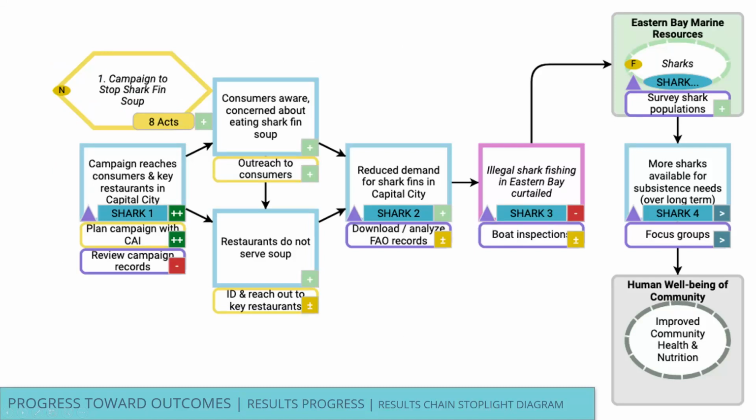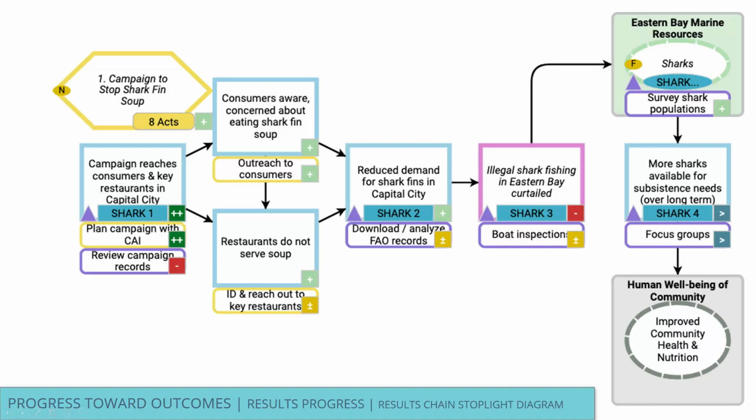Again, the stoplight diagram is a useful way to see the status of all results at a quick glance and in relation to the overall results chain. You can see the status of results where there are objectives here to get a quick sense of how the team is doing on objectives. You can also see if other results that don't have objectives are being achieved. For example, here we can see that the team indicates that consumers are aware and concerned and that restaurants are not serving shark fin soup.